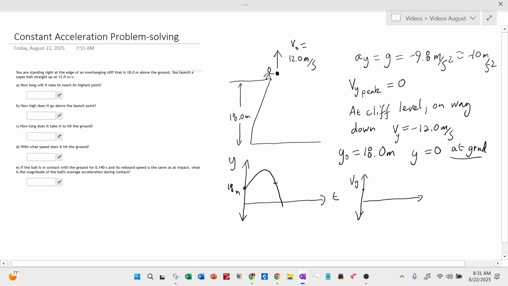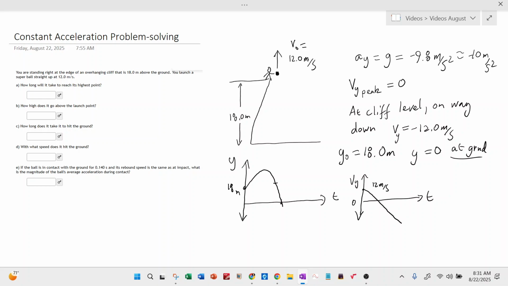I start at 12, and I can see that by looking at the position time graph down here, like this is going to be steeper down here where the super ball hits the ground. So this must go below 0 farther than it goes up. Okay, so let's start doing some calculations.